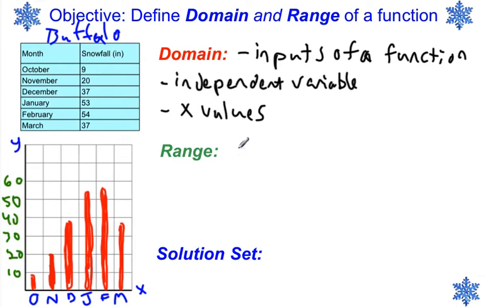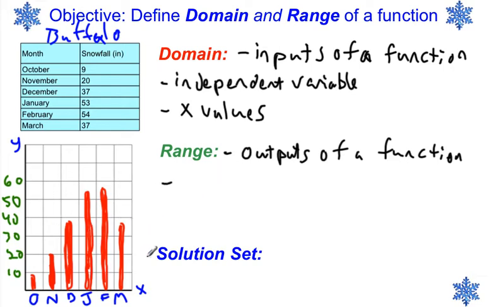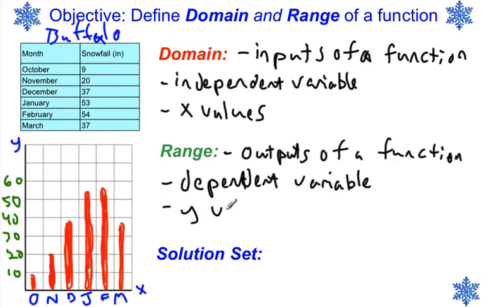So the range would be the outputs. The outputs of a function. In this case, our function compares the month of the year, or time in months, to the amount of snowfall you can expect in Buffalo, New York. So since it depends on the month of the year, then it is the dependent variable. Dependent. And you can just ask yourself, which depends on the other? The snowfall depends on the month of the year, so dependent variable. And finally, it would be the y values.